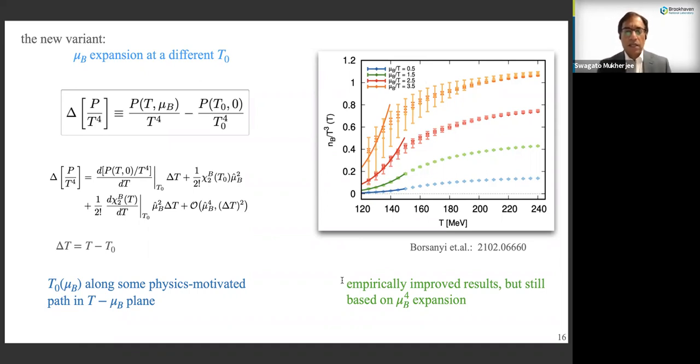But it's again basically based on an expansion, in this particular case of order mu_B to the 4th. Essentially it's also an expansion in mu, and in this case a joint one in T.